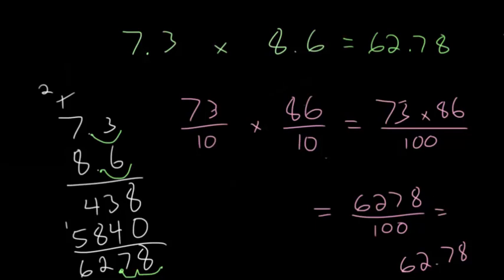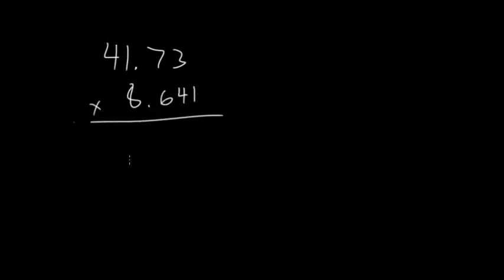So let's keep going. Let's do another big example. And I'm just going to put it straight into columns. Let's say we have 41.73, and we're going to multiply that by 8.641. So lots of numbers this time. We should end up with a pretty big decimal answer. But if you just start by counting the decimal places, you have 2 there, and you have 3 there. So in the end, we'd expect an answer with 5 decimal places.